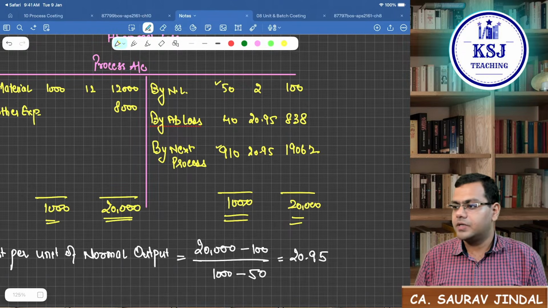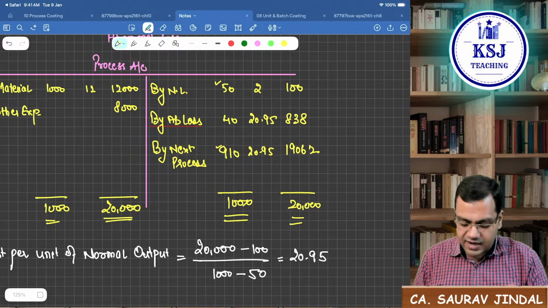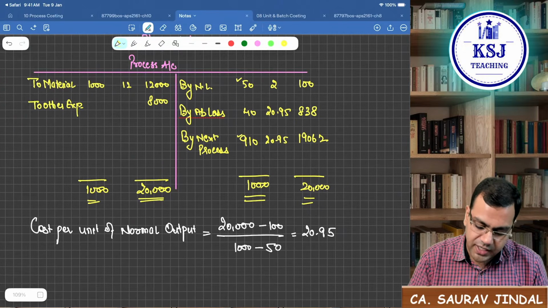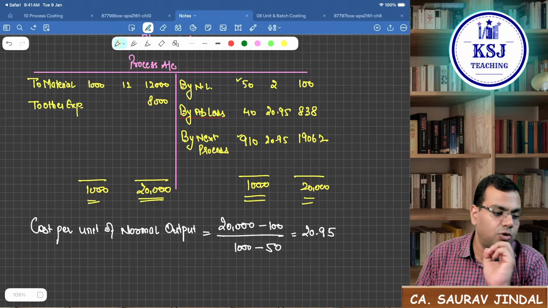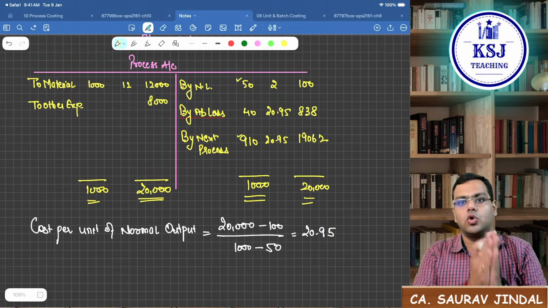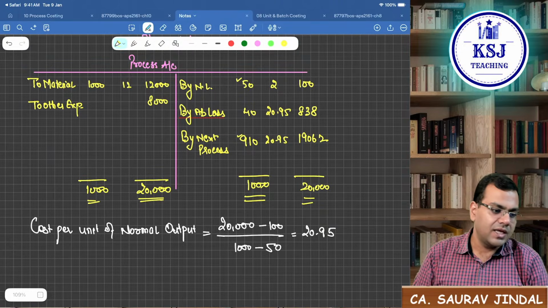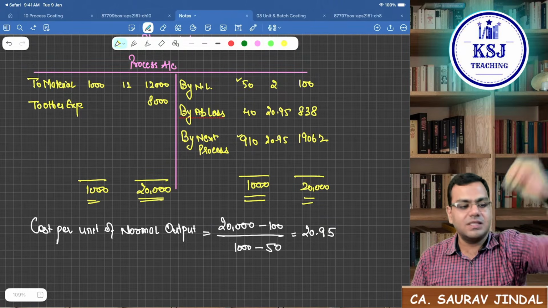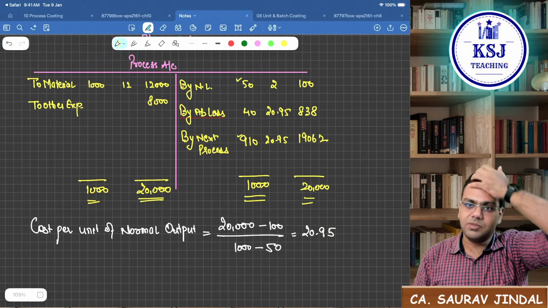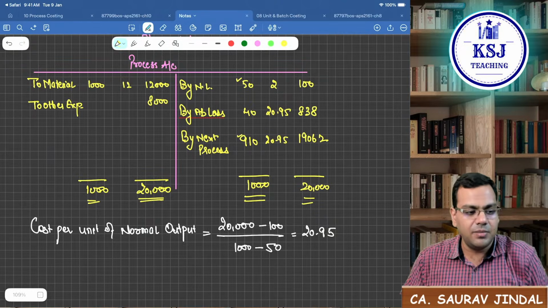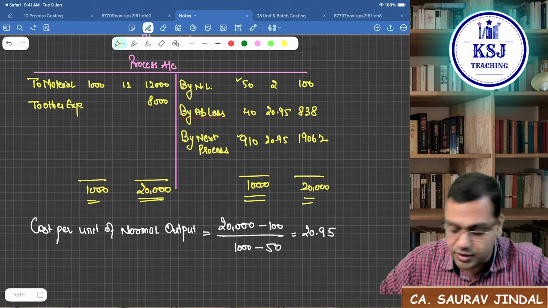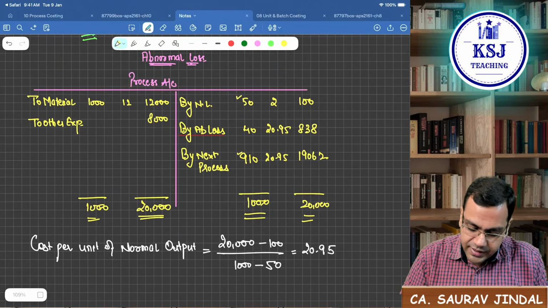Clear? So what we have to do is calculate the cost per unit of normal output. Normal output means total output minus normal loss. That is, under the normal circumstances, what is the output that you are expecting and what is the cost that will be incurred for that output. Is that clear?